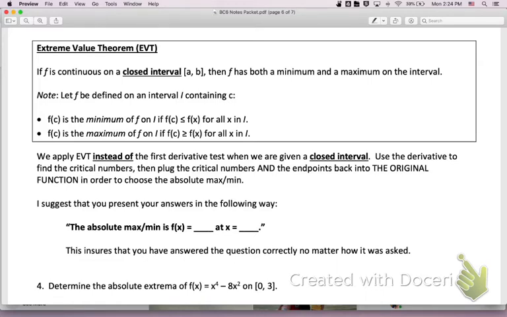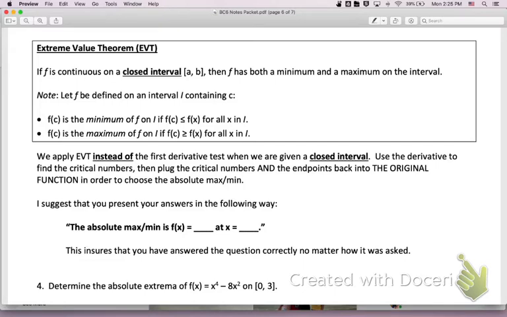from a to b, and it must be closed, we must include a and b, then f is guaranteed to have both a minimum and a maximum. And we're talking about absolute minimum and absolute maximum on that interval, okay? And then just the definition of minimum and maximum, f of c is the minimum if f of c is less than or equal to every other f of x in that interval. Same thing for maximum, okay?